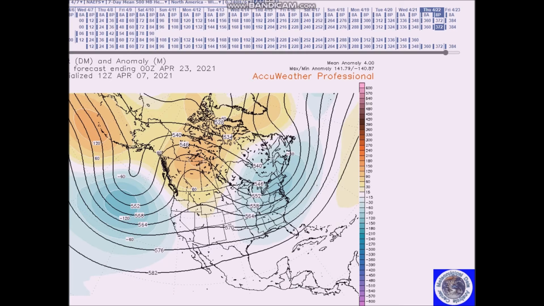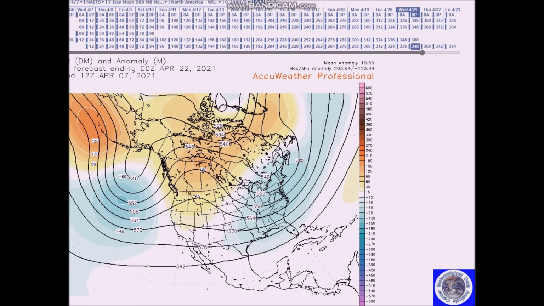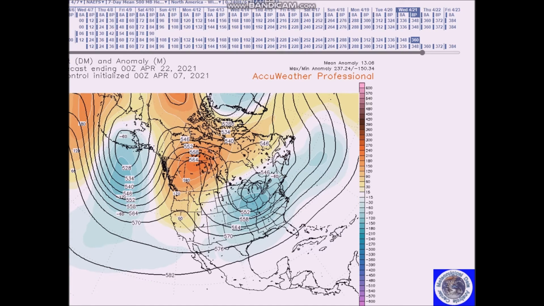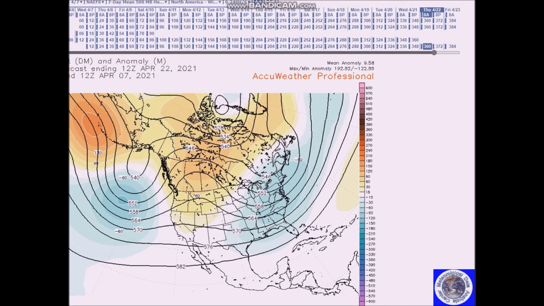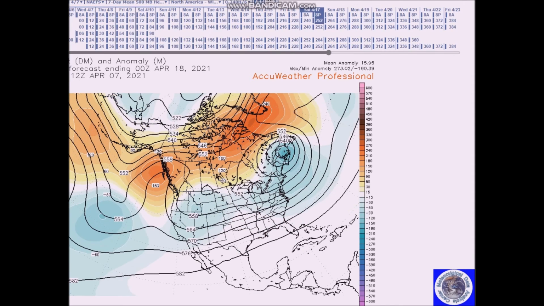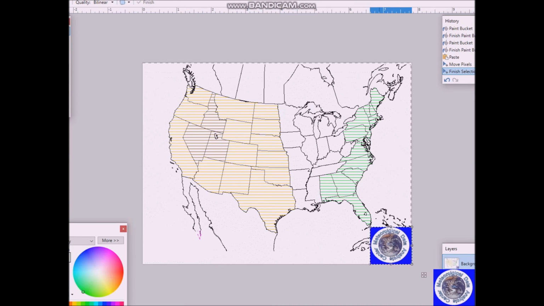We have a ridge building in the west, trough here in the east, and we look at the other models like the European ensembles, and then we look at even the NAEFS, all have a ridge in the west, trough in the east. So for this forecast period, I am forecasting, that's the wrong map.